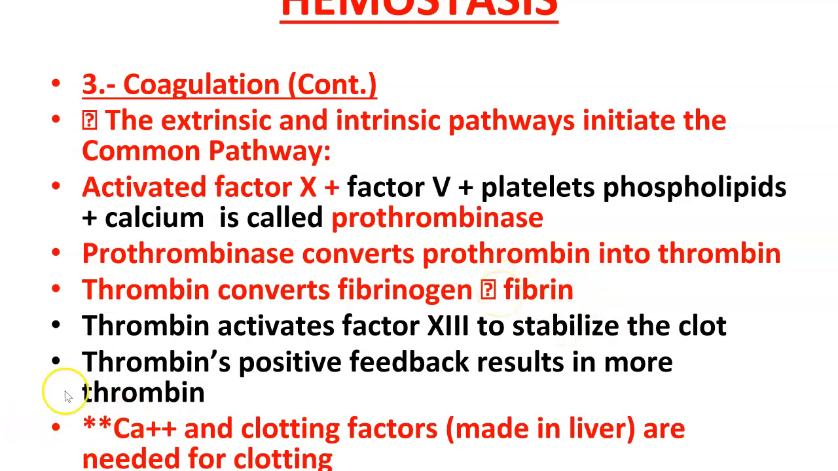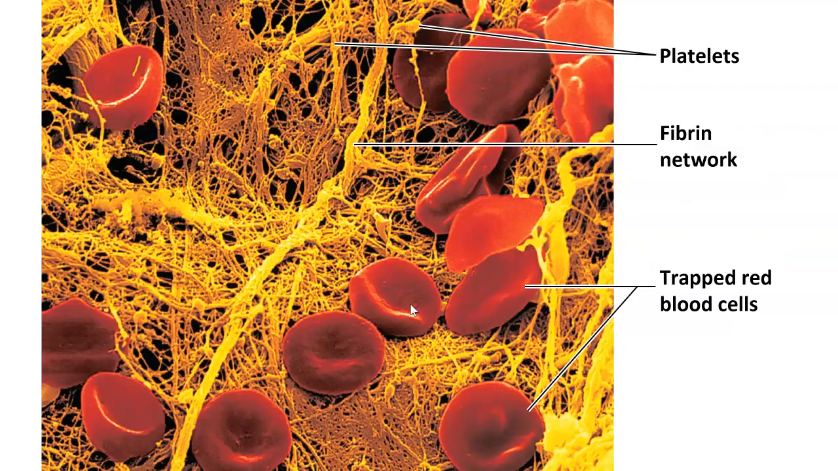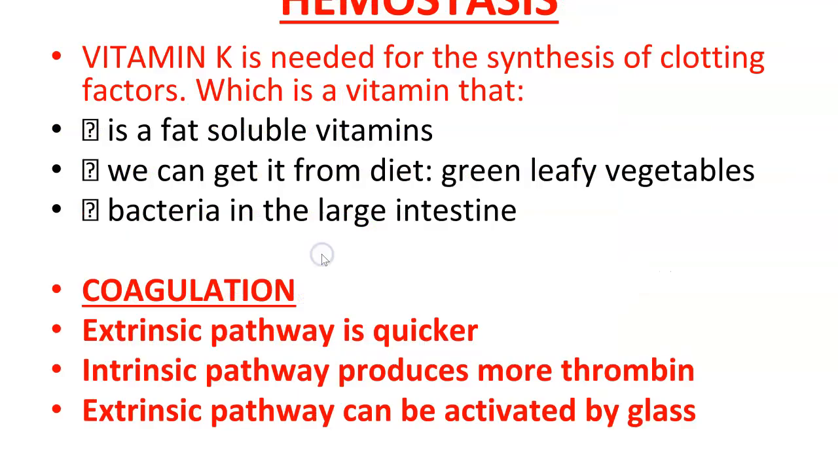Also notice that calcium and clotting factors, which are made in the liver, are needed for clotting. So when you look back at the picture that we just saw of the cascade, I'm going to point out the calcium all over the place. All right, so this is an actual picture of a clot. The yellow fibers you see are the fibrin fibers created at the end of the common pathway. And what these fibers are going to do is trap platelets and blood cells, red blood cells especially, and they're going to create the actual clot.